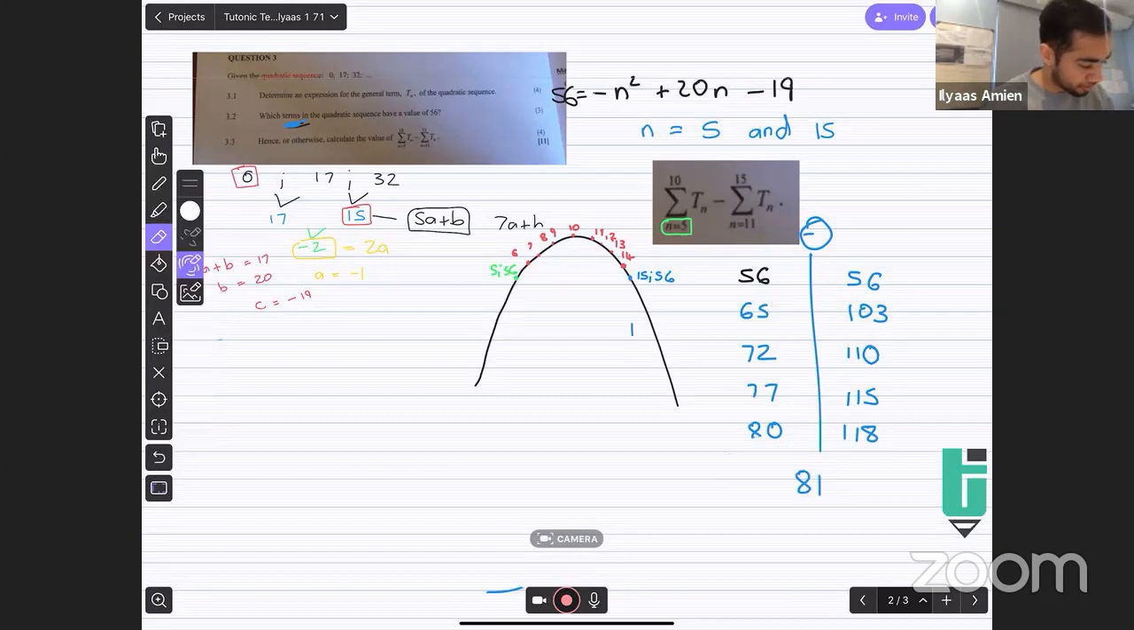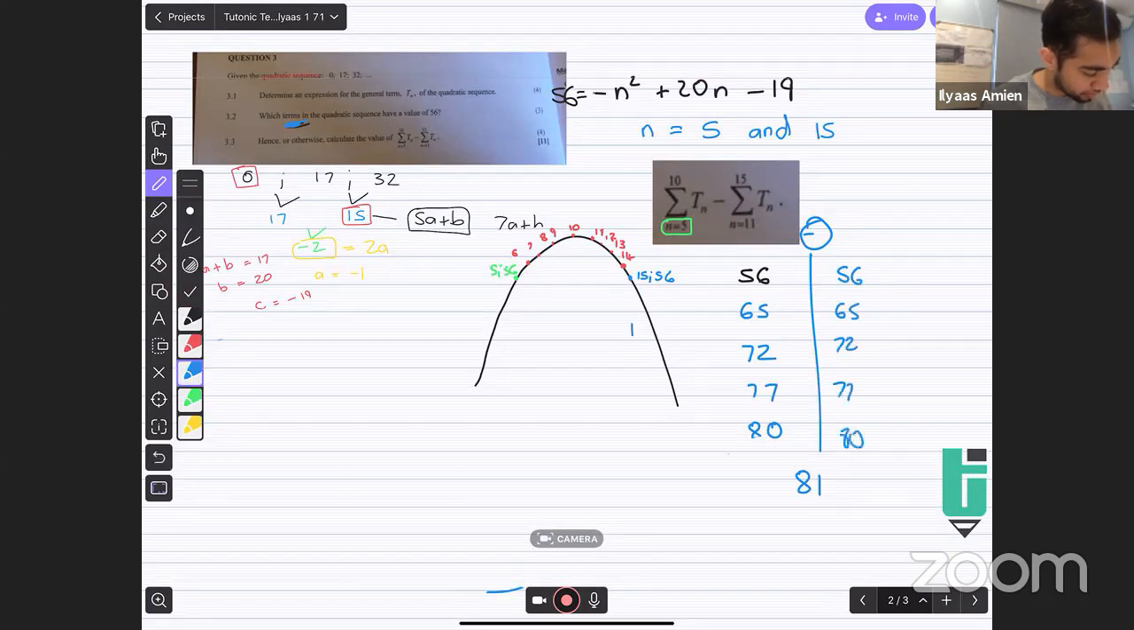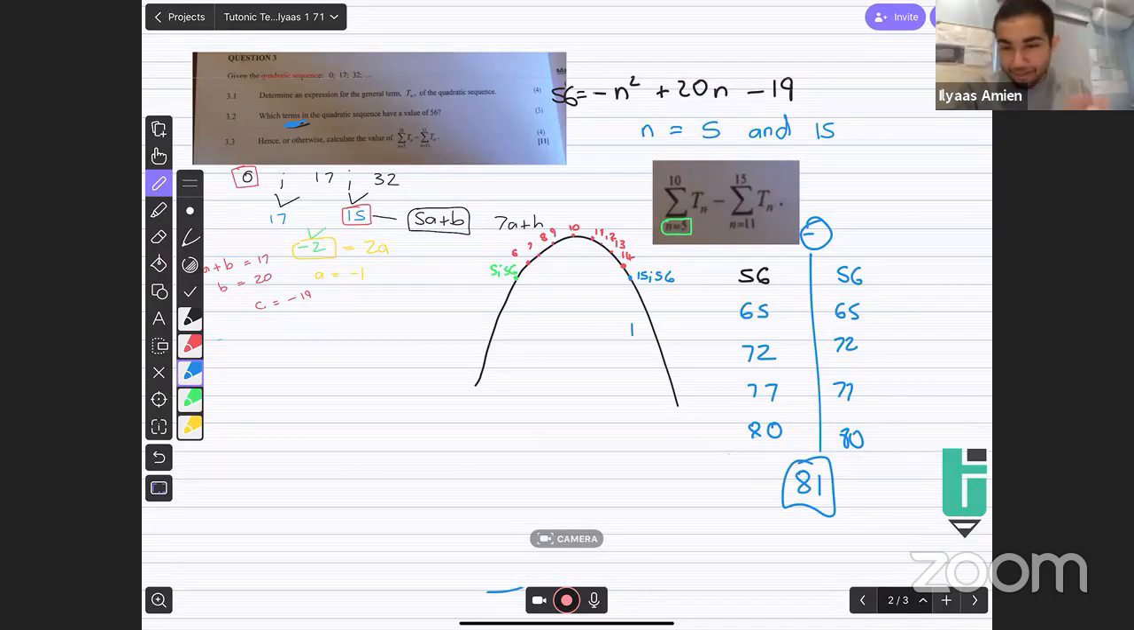And over here, it's 56, 65, 72, 77, 80. And then you're left with 81 as your final answer. Is everybody happy? But now, how would we write this in the answer? Yeah, I mean, I would even draw the graph. You could draw the graph and say, look, since by symmetry, they must be equal.